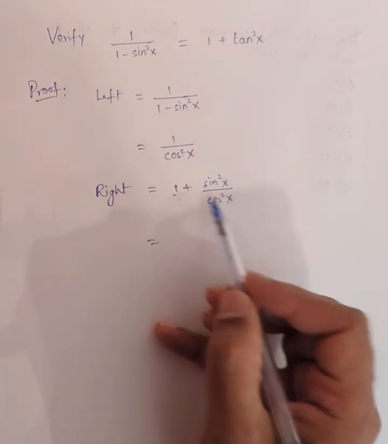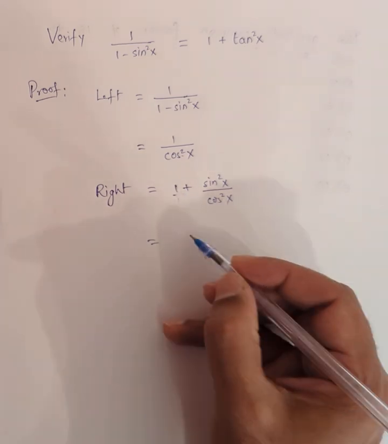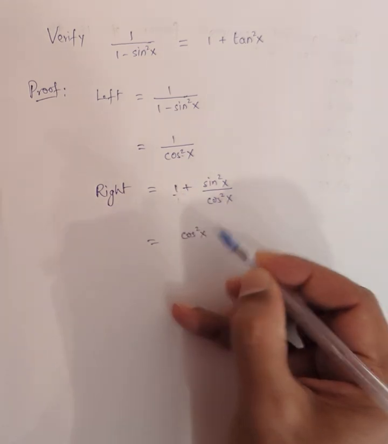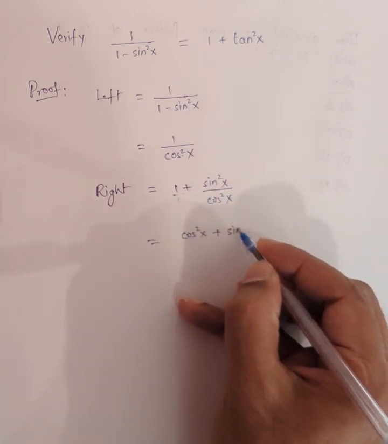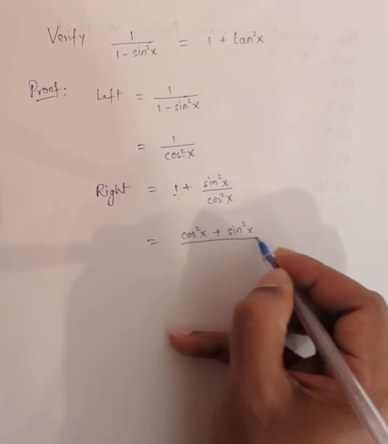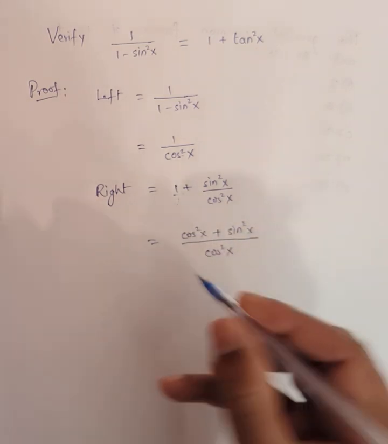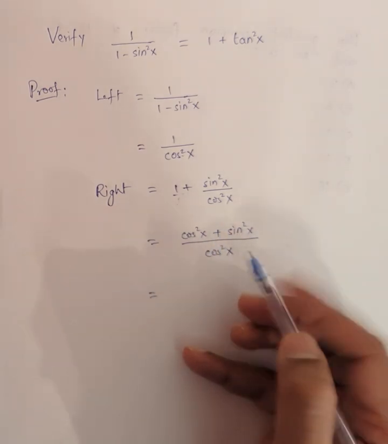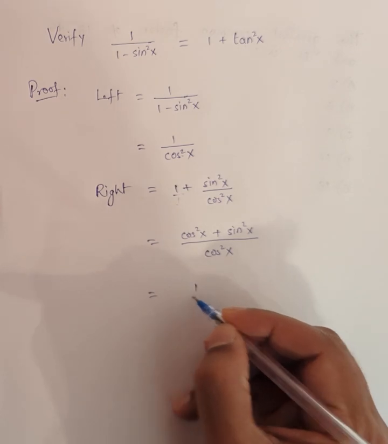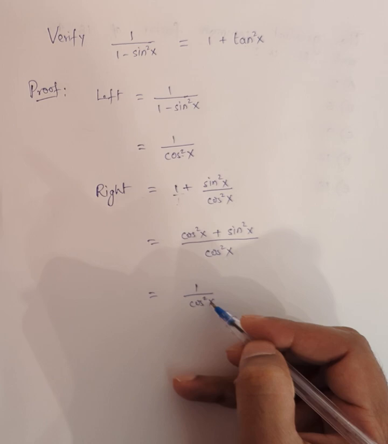And then I can combine these two by cross multiplying to get the numerator. 1 times cos square x is just cos square x, plus 1 times sine square x is sine square x, over the denominator, which is 1 times cos square x, which is cos square x. And assuming that you remember cos square x plus sine square x is 1, what we have is the numerator is 1 over cos square x.